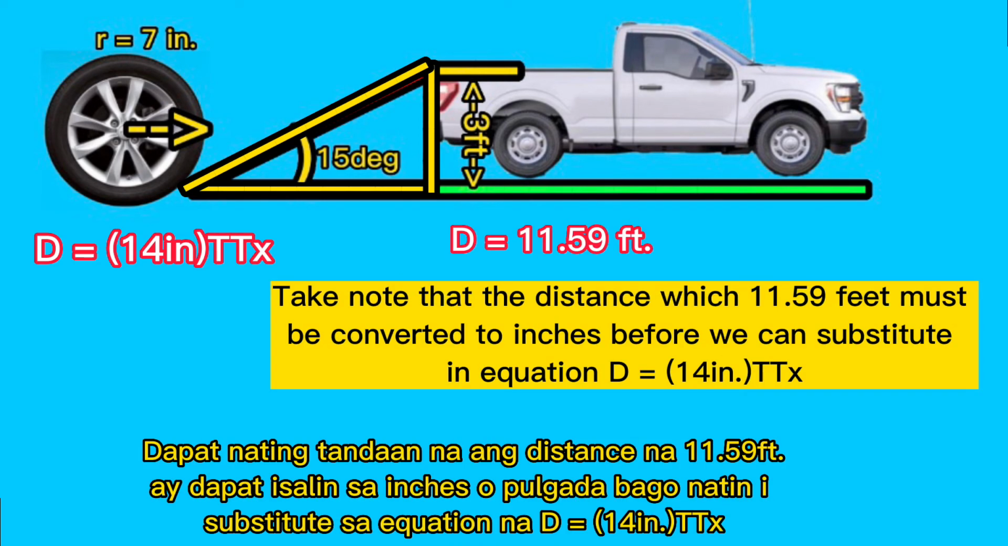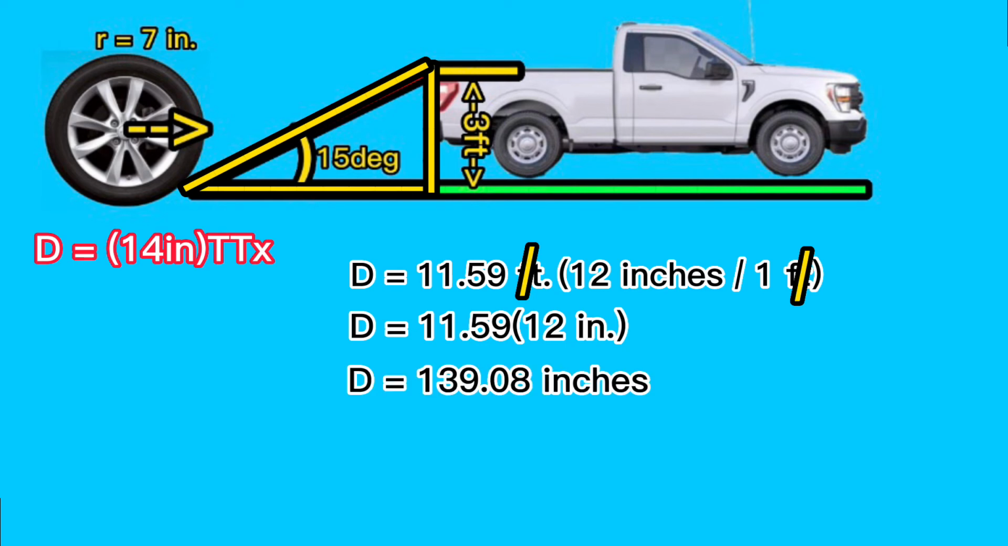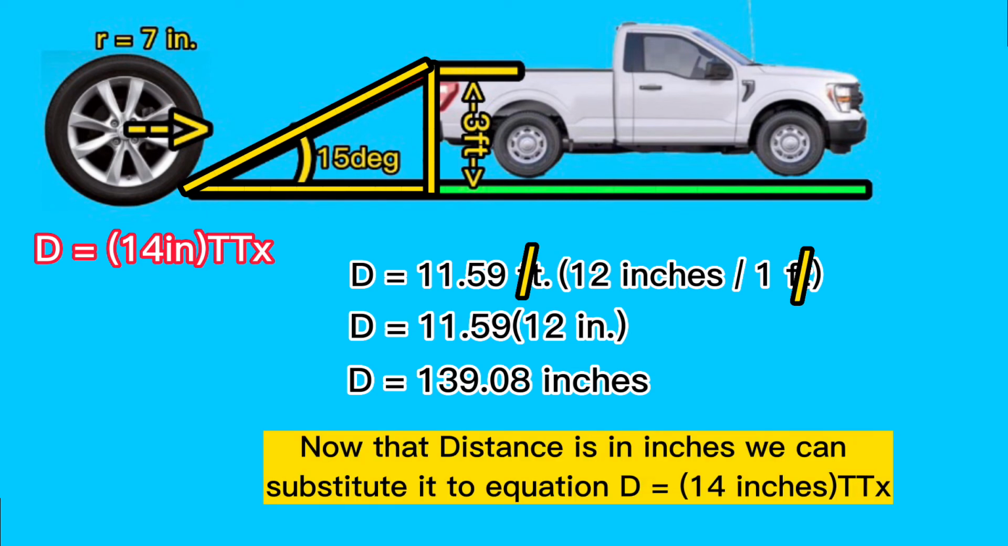Take note that the distance, which is 11.59 feet, must be converted to inches before we can substitute it in the equation d equals 14 inches multiplied by pi multiplied by x. D equals 11.59 feet multiplied by 12 inches divided by 1 foot. Feet will be cancelled out, and the unit of measurement left will be inches. D equals 11.59 multiplied by 12 inches. D equals 139.08 inches. Now that the distance is in inches, we can substitute it into the equation d equals 14 inches multiplied by pi multiplied by x.